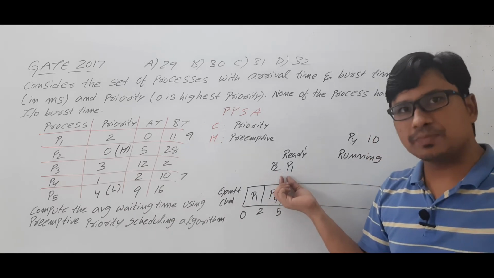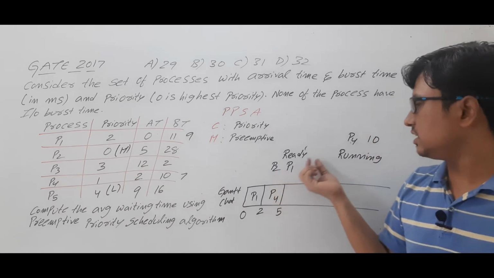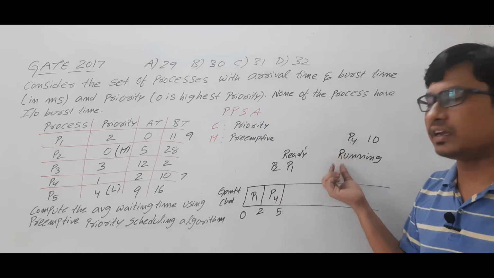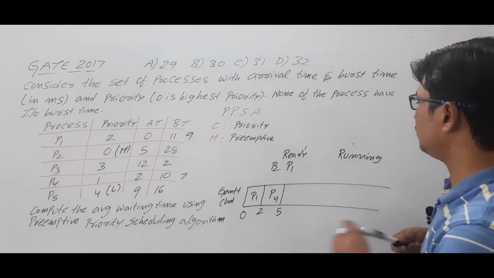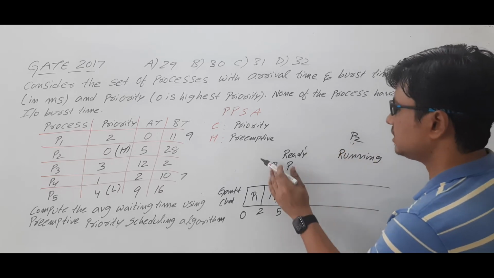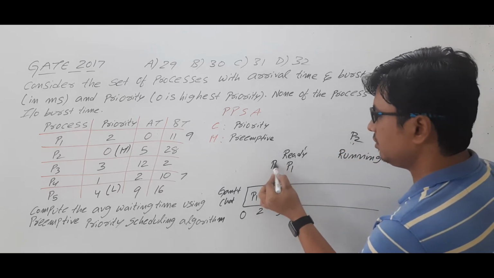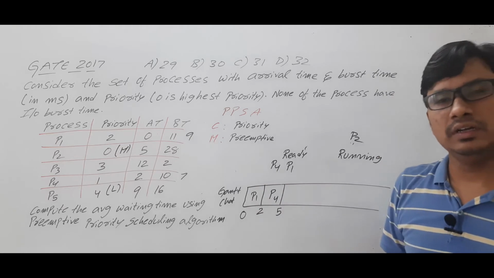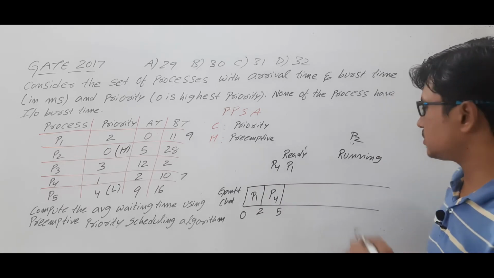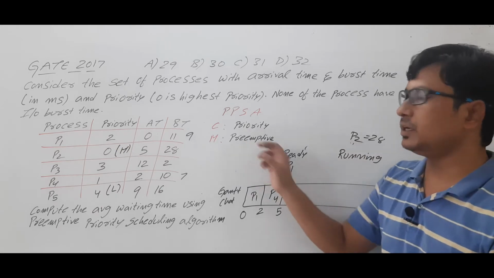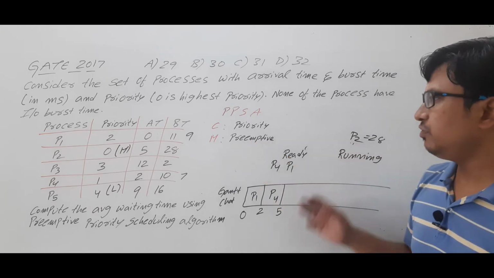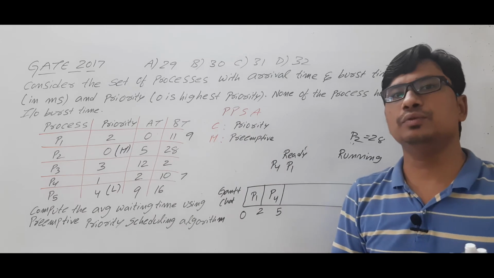So a highest priority process is waiting in the ready state while another process is currently running, so you need to do the context switching. Process P2 will come to the running state and process P4 will be shifted to the ready state. Now process P2 needs 28 units of time. Even though it is a preemptive scheduling algorithm, if you look at the other processes, they have the lowest priority.